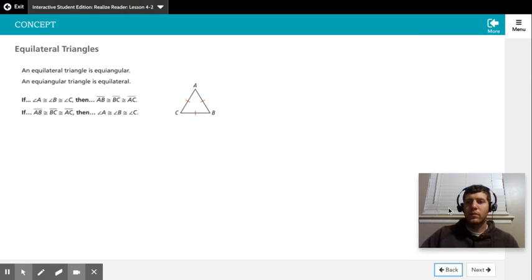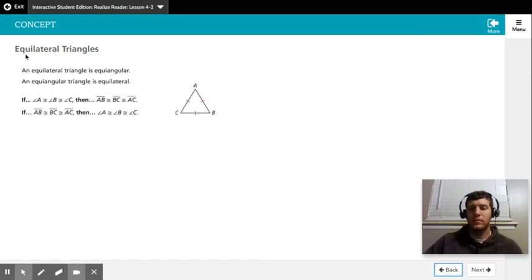Okay, equilateral triangles. So equi is equal, and lateral means side, so equal sides. Equilateral triangles have three sides that are the same length. Equiangular, right? So equal, and then angular is angles. So all the angles are the same, right? That would be an equiangular triangle.